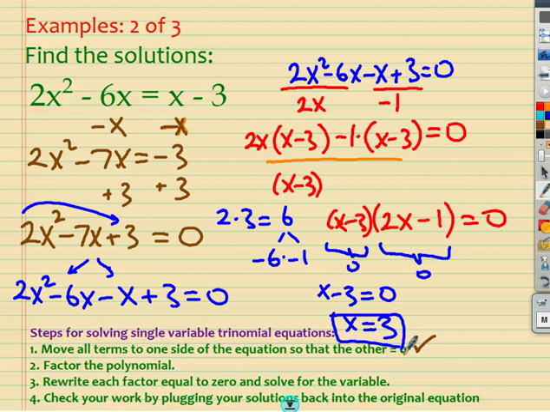If we write 2x minus 1 equals 0, then 2x will be equal to 1 and x will be equal to 1/2. So we have found two solutions. One is x is equal to 3, the other one is x is equal to 1/2. We can again do a check by substituting each of them into the original equation, and it should give us a true result.